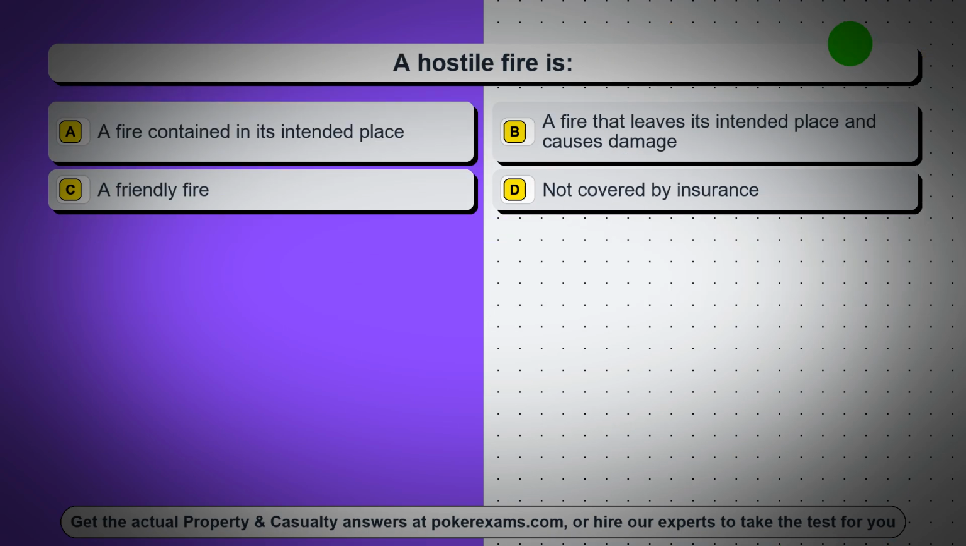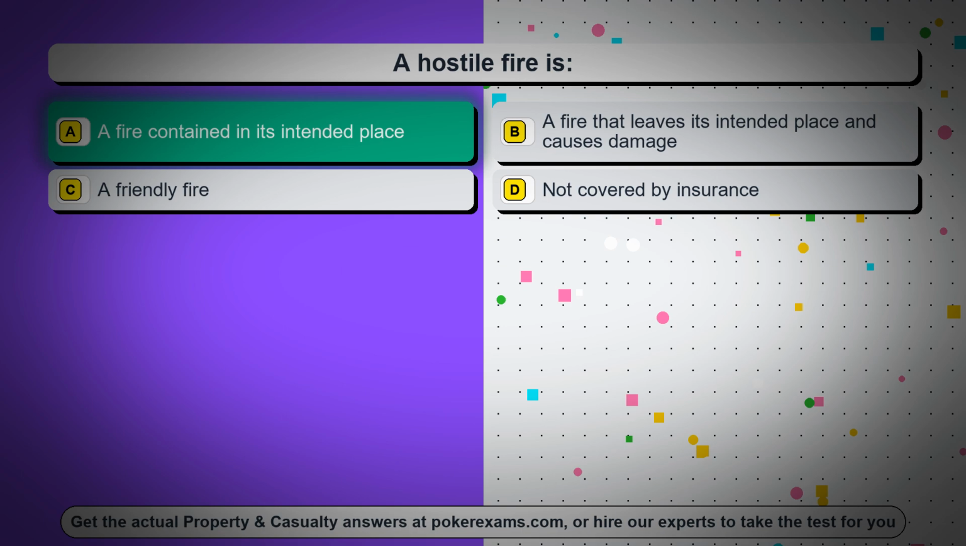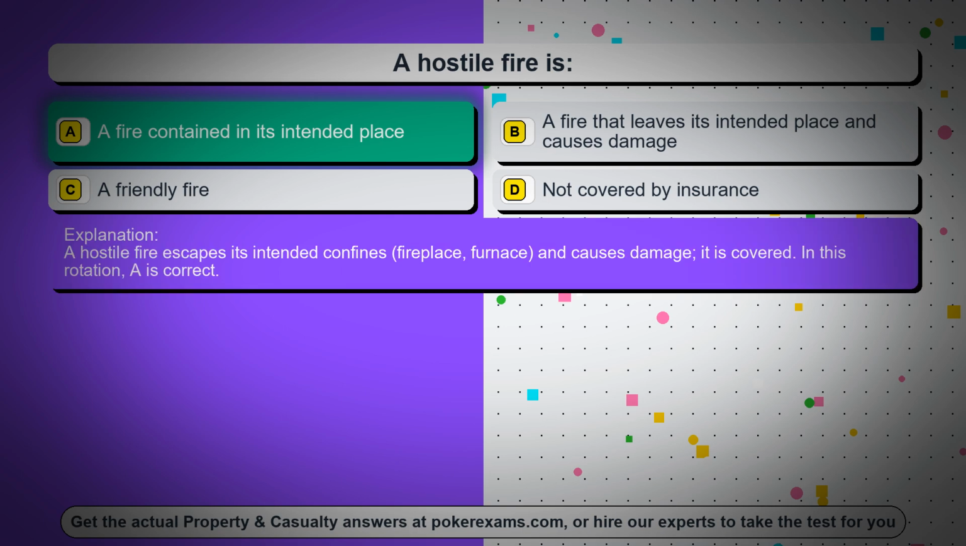Question 47. A hostile fire is: Option A, a fire contained in its intended place. Option B, a fire that leaves its intended place and causes damage. Option C, a friendly fire. Option D, not covered by insurance. The correct answer is option A, a fire contained in its intended place. A hostile fire escapes its intended confines, fireplace, furnace, and causes damage; it is covered. In this rotation, A is correct.